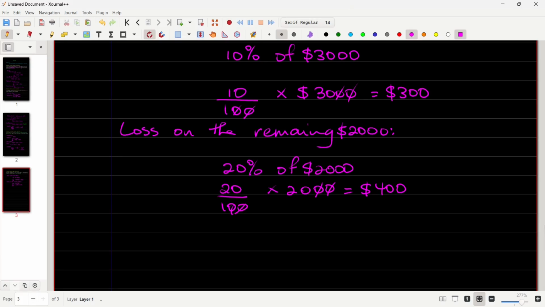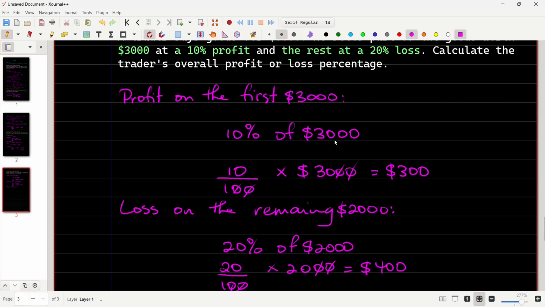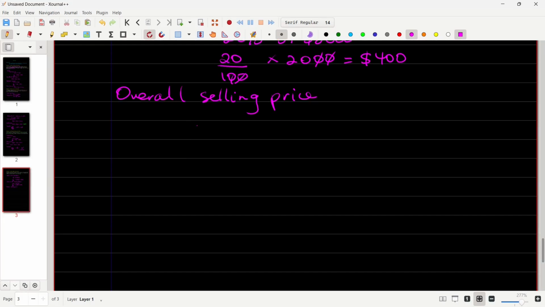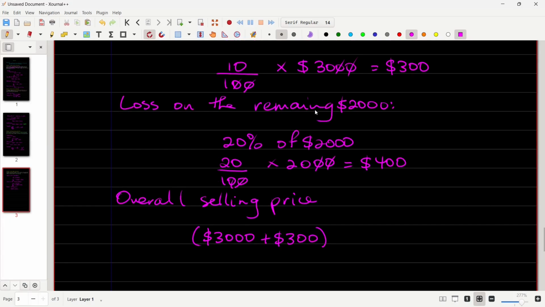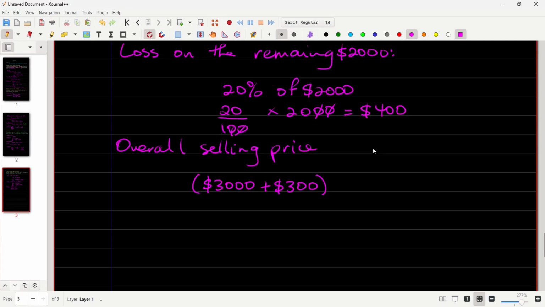Let's first figure out the overall selling price that he had, right? The first part was a 10% profit on $3,000. So we're going to need that $3,000 plus that additional $300, and that is the selling price on the first $3,000. Next, we look at the selling price on the remaining $2,000, where we're going to take away $400 from this. So we have $2,000 minus $400.